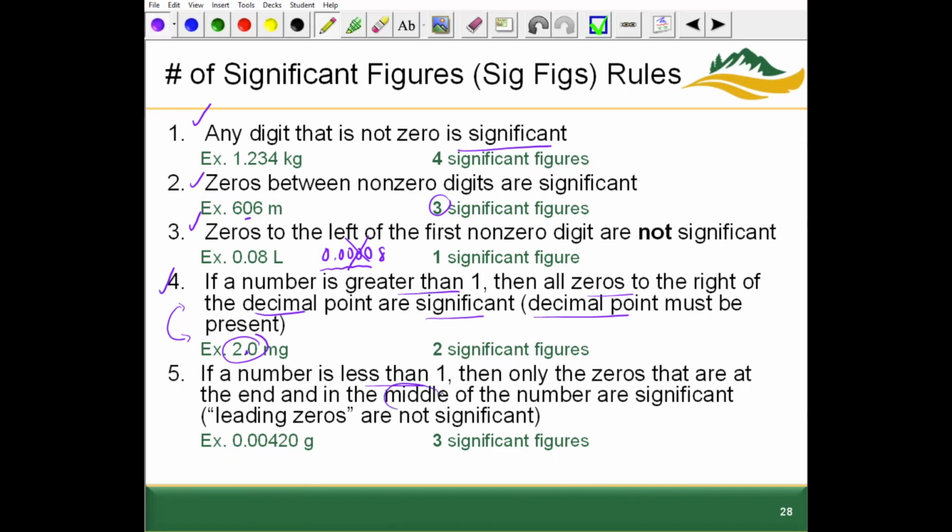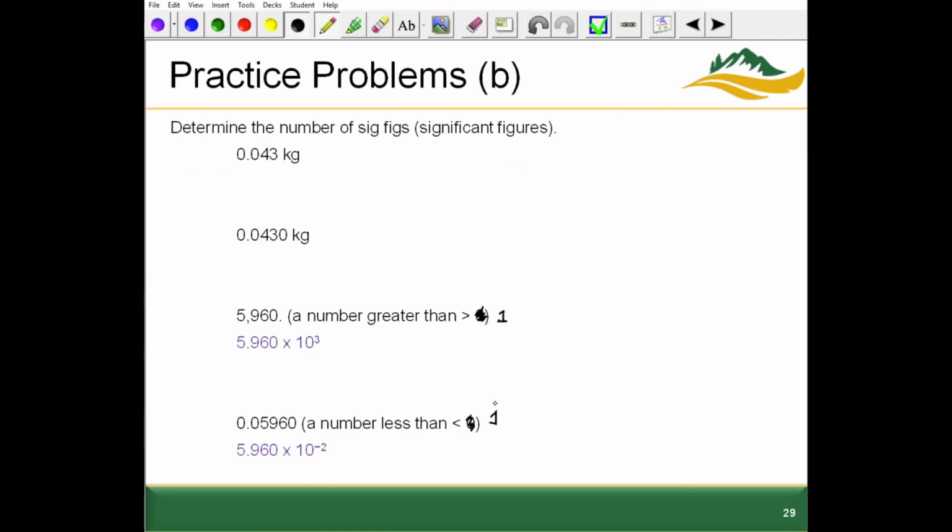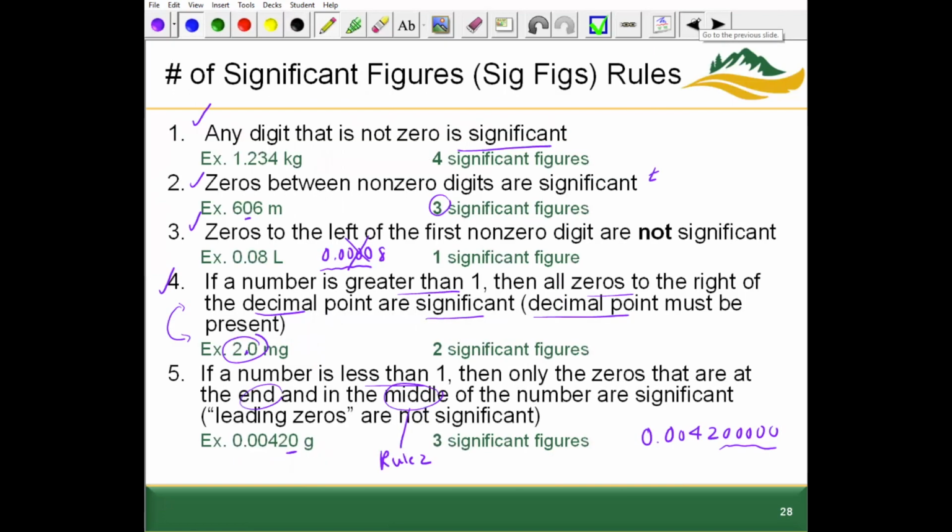So if they're in the middle, this comes back to rule number 2. So that's one we've seen before. So that at the end and in the middle. So at the end, that means that this is a significant digit. Okay, so it's getting more and more precise as you are able to add on these zeros here. So all of these would be considered significant. Let's try this now. So let's determine the number of sig figs in all of these examples. So this first one here, we have a number that is less than 1. So we would follow step 5.